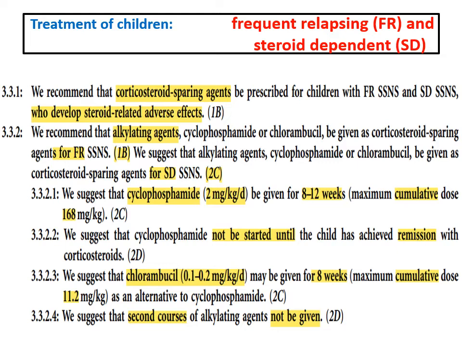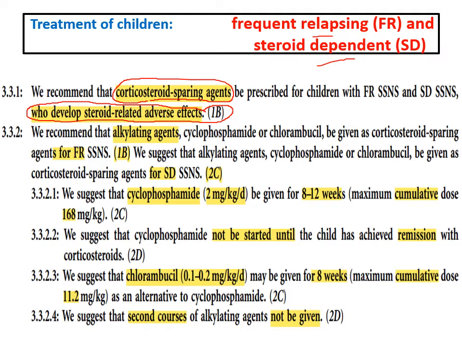طيب الريكومنديشن امتى استخدم when to use other immunosuppressive drugs، الكورتيكوستيرويد sparing agents when to use it في علاج في التشيلدرن اللي هم الفريكوينت ريلابسرز والستيرويد ديبندنت. امتى استخدمهم؟ هستخدمهم very important when they develop steroid related side effects. طيب what are the options to treat? What are the options for these immunosuppressive drugs?